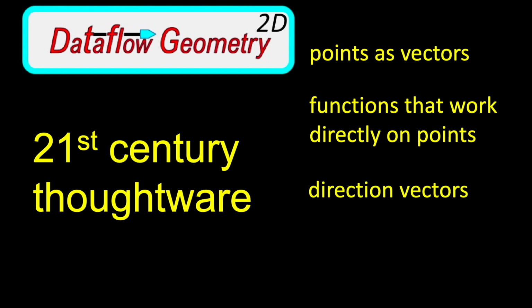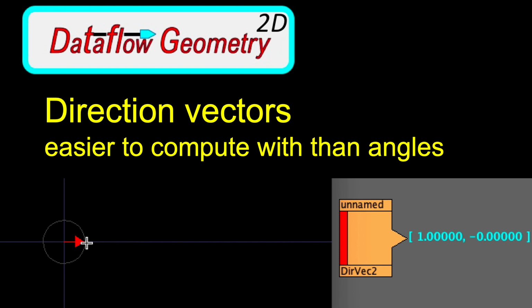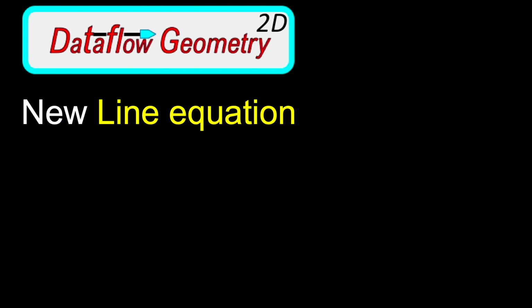Direction vectors replace angles, and from that a new line equation emerges. We use direction vectors because they're easier to compute with than angles. You can see how smoothly they change going around space, and they're very easy to implement. 2D lines get a new line equation.